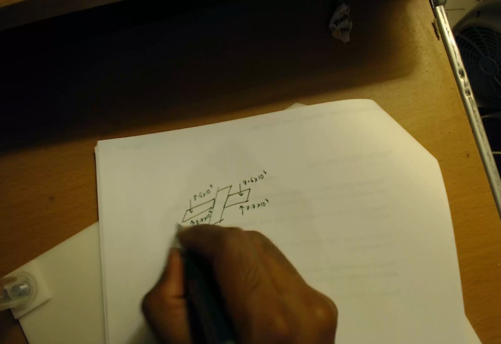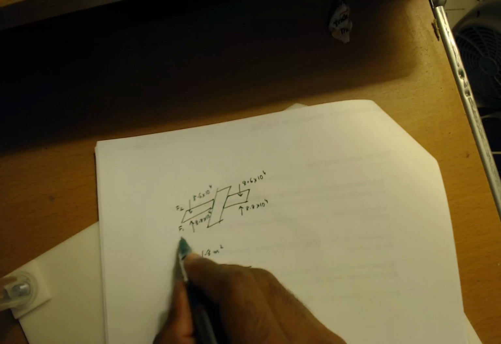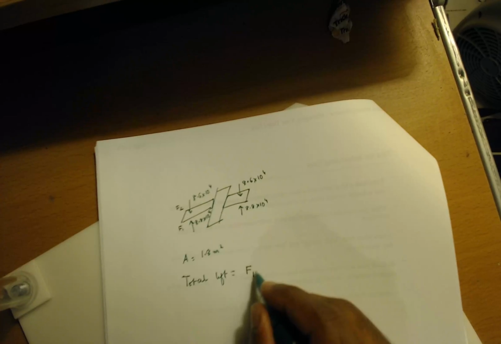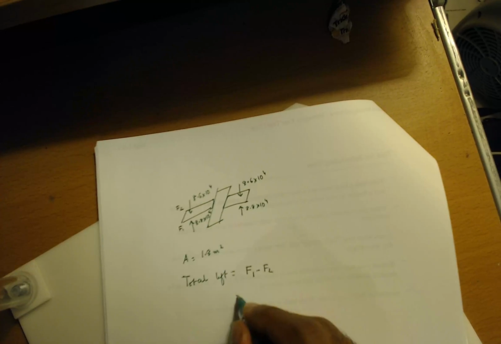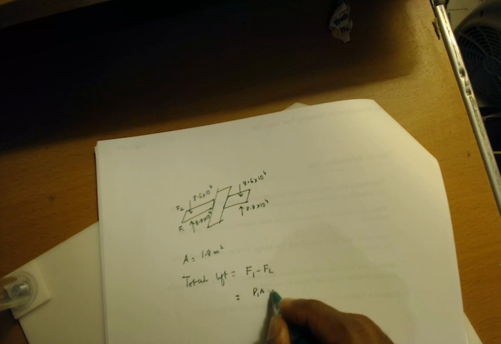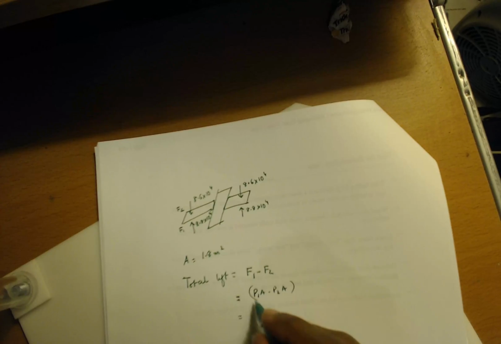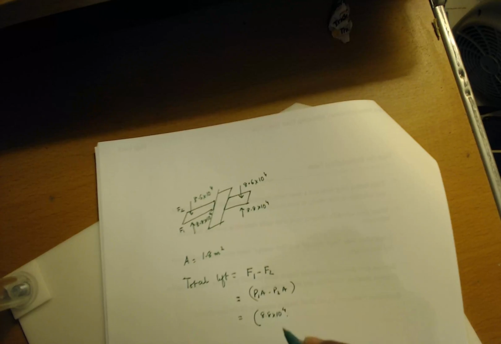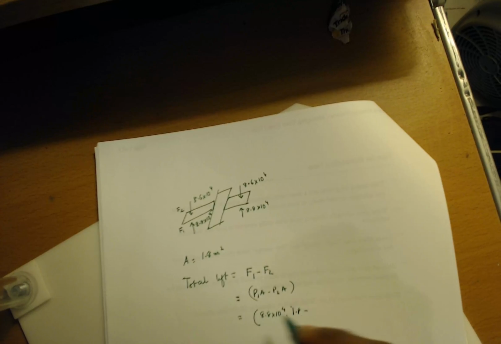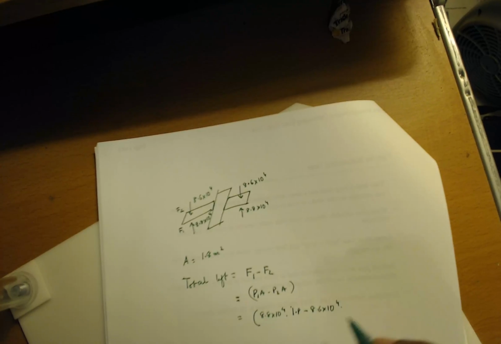So I'm going to call this force 1, force 2. So force due to this pressure minus force due to that pressure. Force 1 minus force 2. And what's force 1 minus force 2? Force 1 minus force 2 is pressure 1 times area minus pressure 2 times area, right? And what is pressure 1? Pressure 1 is 8.8 times 10 to the 4. What is area? 1.8 minus what's pressure 2? 8.6 times 10 to the 4.